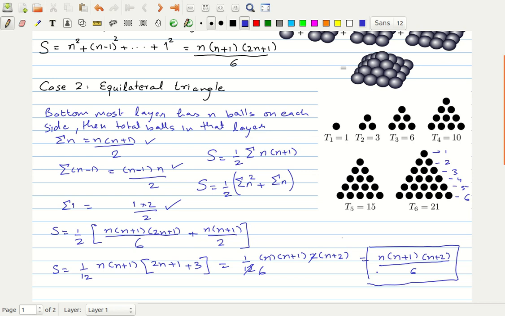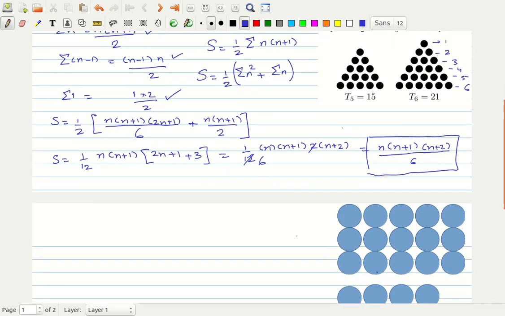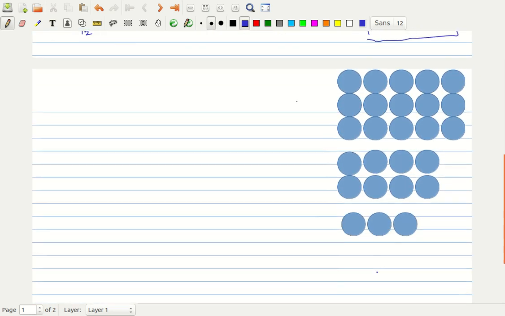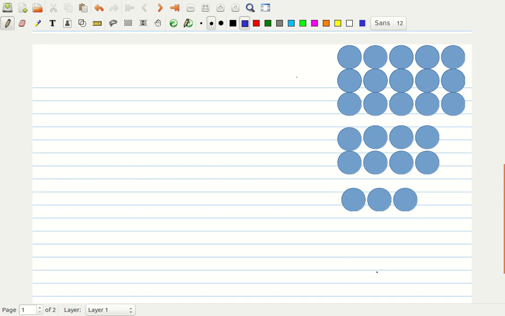Now let us consider one more case, and this is a case of rectangular arrangement. Case 3 is rectangular arrangement. We have already seen the square arrangement, the equilateral triangle arrangement, and let us see what is rectangular arrangement.